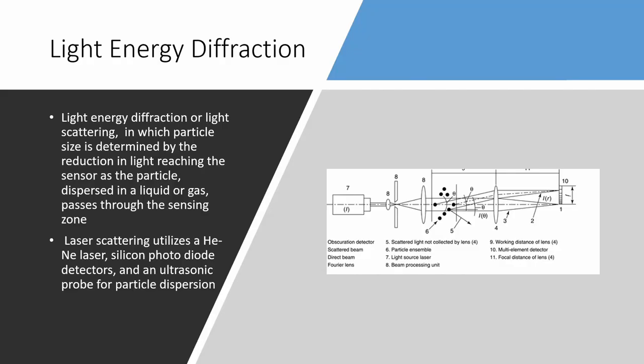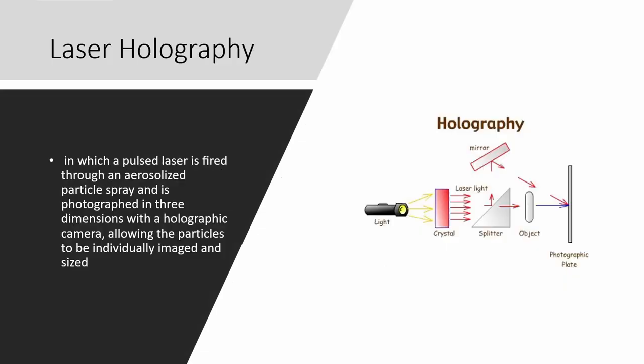Next, you can also use light energy diffraction, in which you determine particle size by determining the reduction of light reaching the sensor from the light source. So you basically place a fine powder in a laser, and depending on the light that is transmitted or absorbed, you can determine particle size. You can also use laser holography. This is when a pulsed laser is fired at an aerosolized particle spray and is photographed in three dimensions, allowing the particles to be individually imaged and sized.